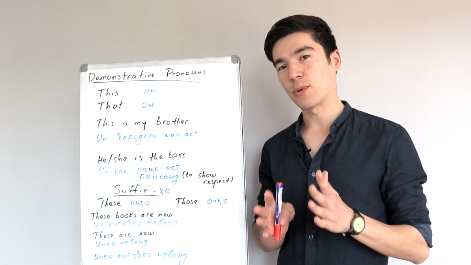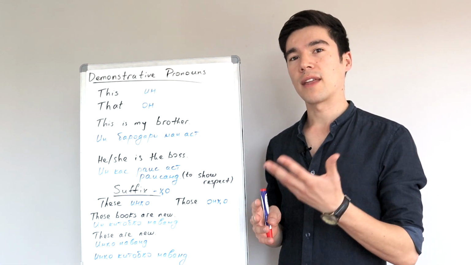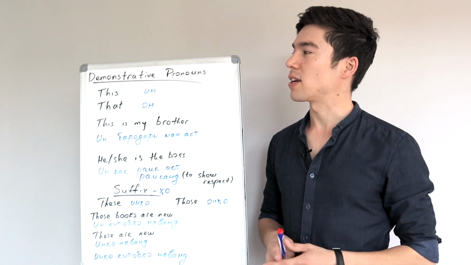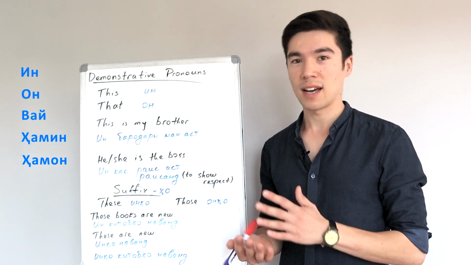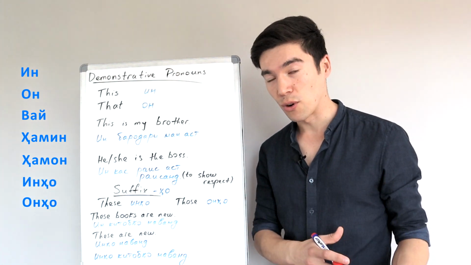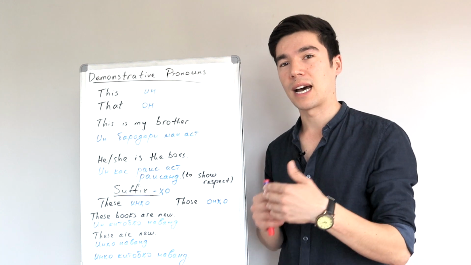So in today's class, I want to talk about a particular grammar point. Today, we're going to look at demonstrative pronouns. So that's in, on, vai, hamin, hamon, inho, and onho. We're going to talk about them later. I will explain what their function is and how to use them.